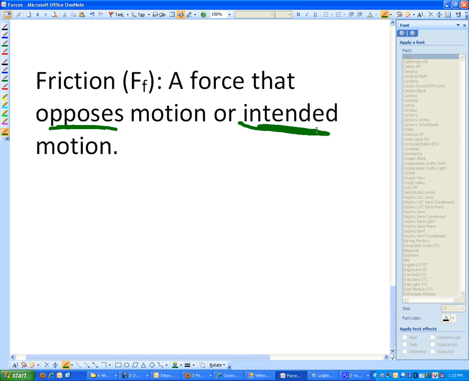All right. So friction is going to oppose motion or intended motion. What are we, 37 here? Is that right? 41? Oh, good. 20. All right. Airplane.